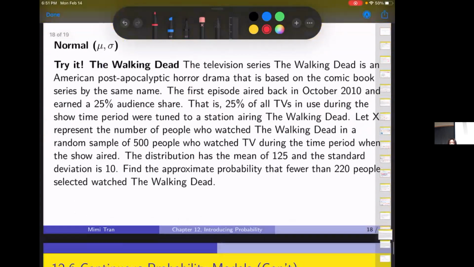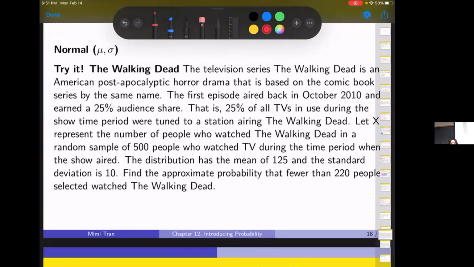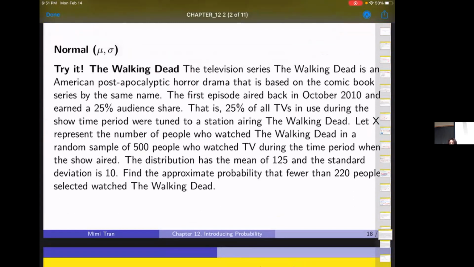Normal distribution. Do you guys watch The Walking Dead? Yeah, I followed the first season and then that's it, too long. I lost interest. The television series The Walking Dead is an American post-apocalyptic horror drama that is based on a comic book. I didn't know it was based on a comic book.